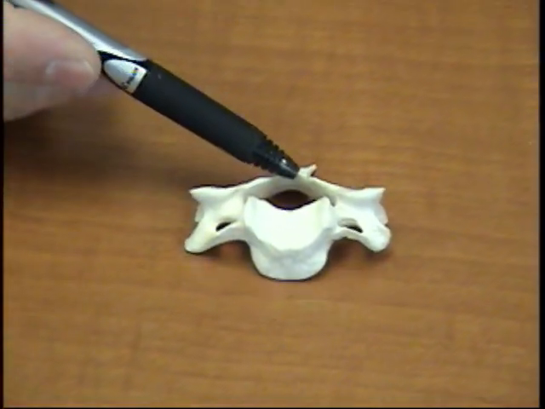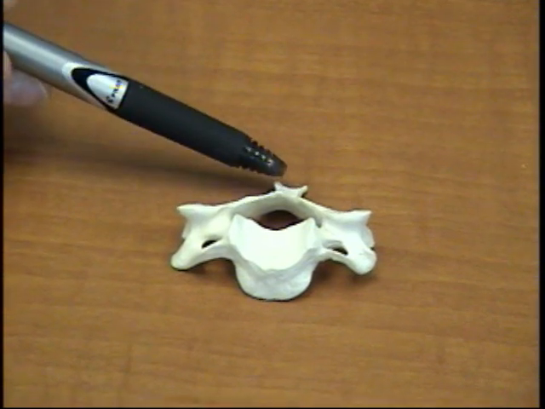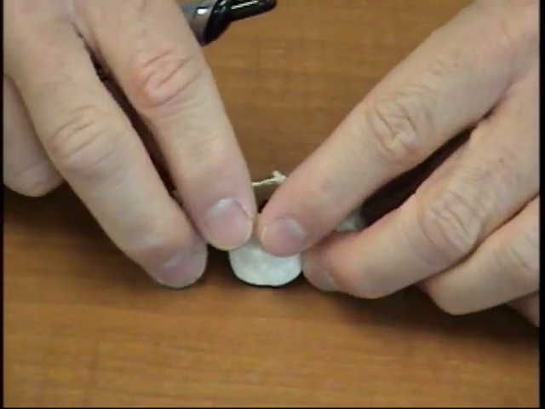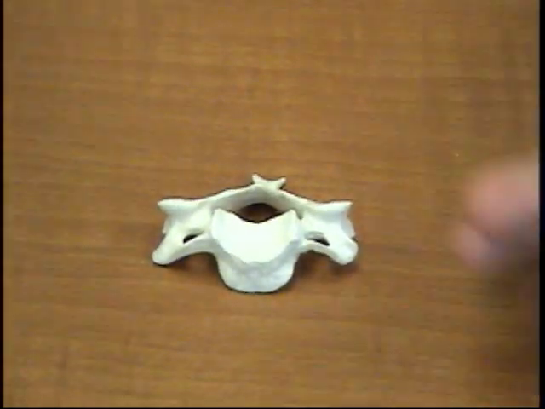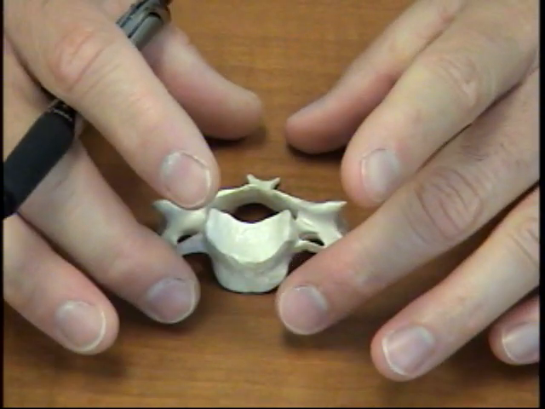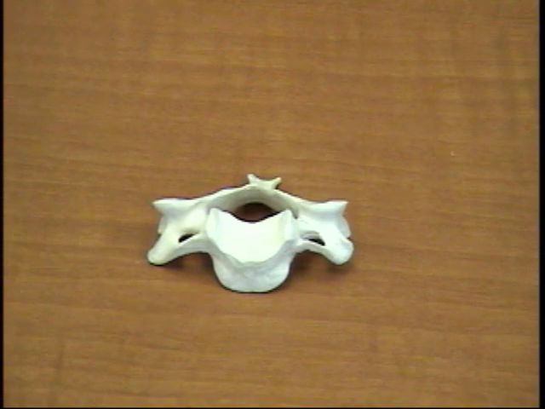Okay, on the posterior side, you always have this pointy structure called a spinous process. Okay, and this one unique thing about cervical vertebrae is that it has a bifid or forked spinous process. So that helps you identify cervical vertebrae. The biggest thing, though, about cervical vertebrae is simply that they are small. So that should help you identify cervical.